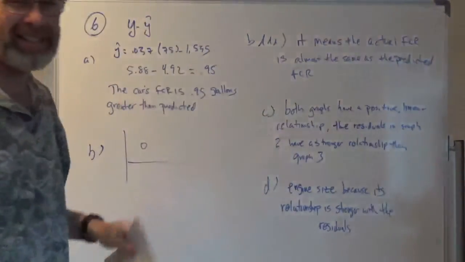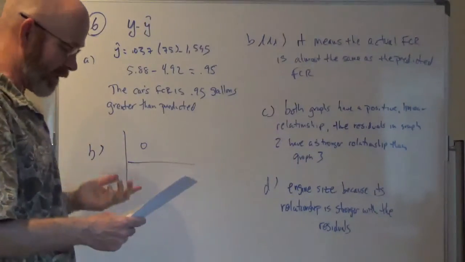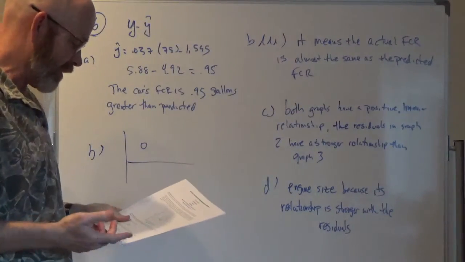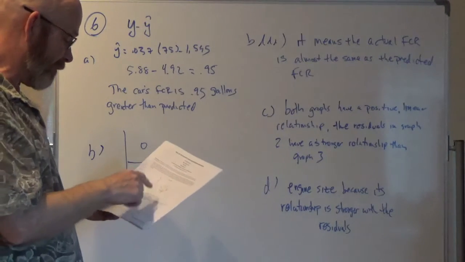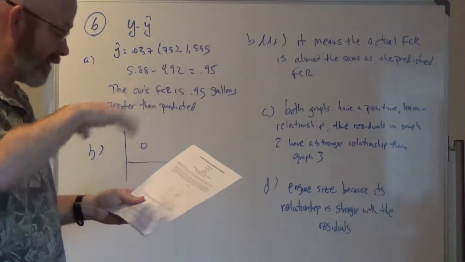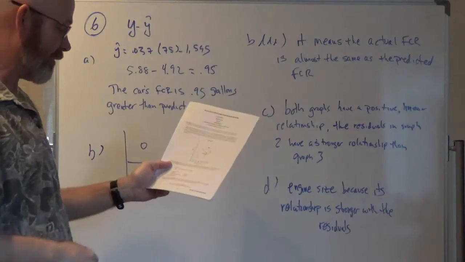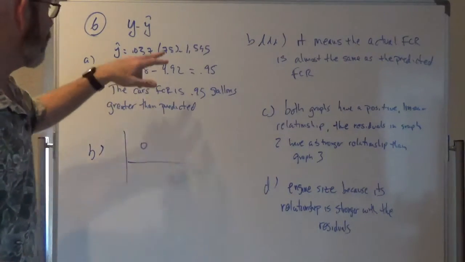Problem number 6 is a weird problem. I probably wouldn't worry too much about 6. I don't think you'll see something like this, but I'll go through it quickly. So you can see it. The first one, we had a graph of length versus fuel ratio. They gave me a line of best fit, and they asked me to find a residual for the 75.